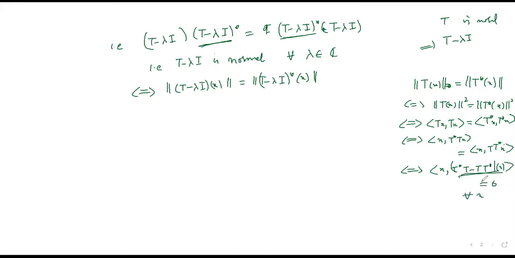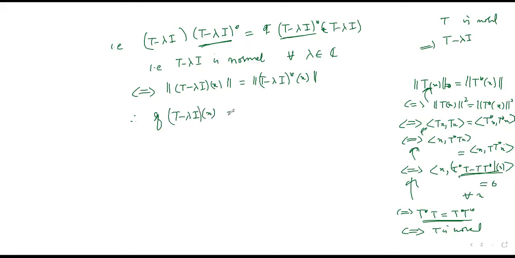If this is true, then this must be a zero vector, that is, you would get T star T is equal to T T star, that is, it commutes. This means we can also reverse it: if T is normal, which is the same thing as T being normal. If T is normal, that is, it commutes with its adjoint, then this is true, then this is true, then this is true. So I have done that here: if it commutes with its adjoint, then this must be true.